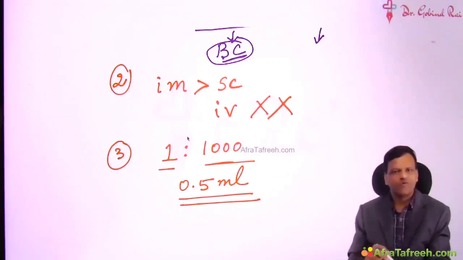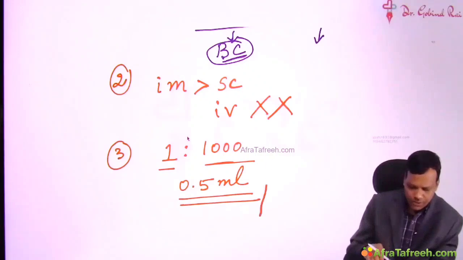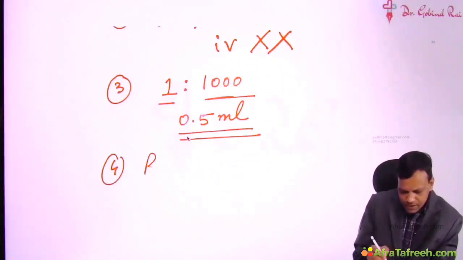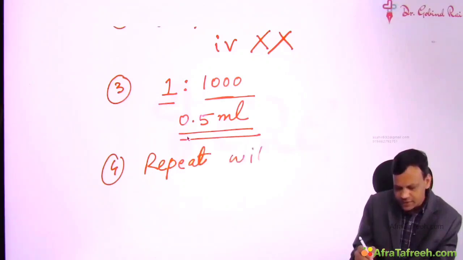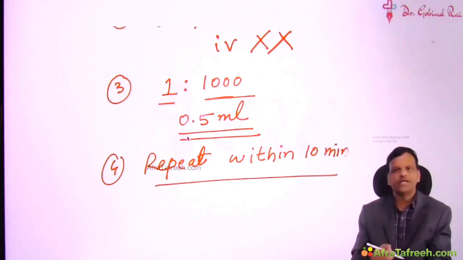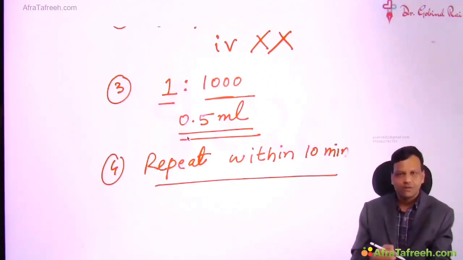99% of the patients will improve with this dose. If a person does not improve, then repeat the same intramuscular dose, but the important thing is within 10 minutes. It is a serious condition, we cannot wait for long time, so we need to repeat adrenaline within 10 minutes. Most of the people will respond to that dose.